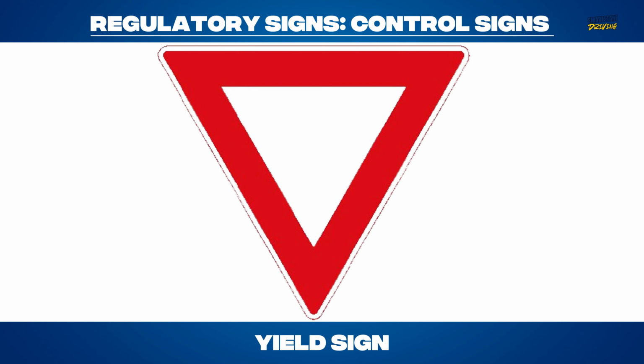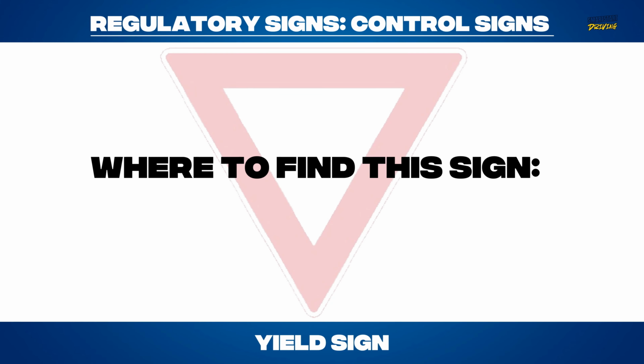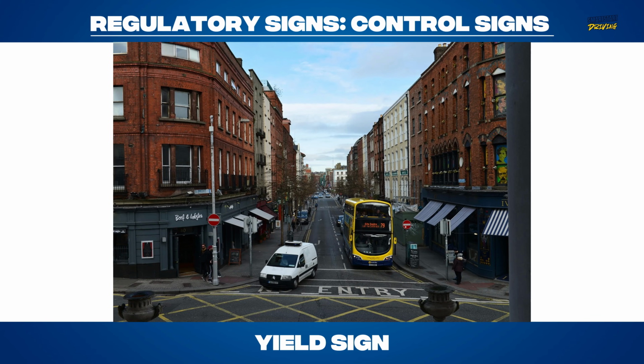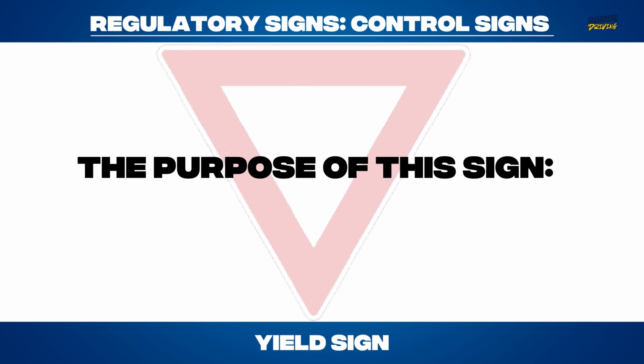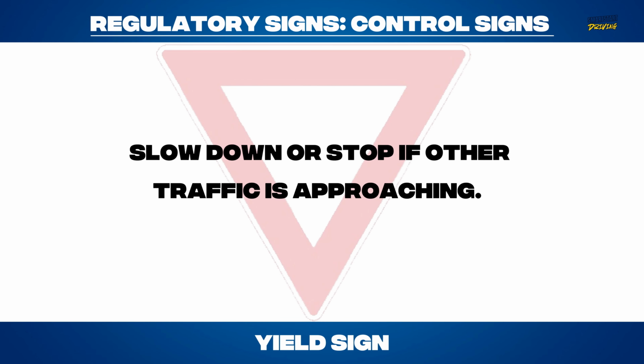This is a yield sign. Where to find this sign? Intersections, railway crossings. The purpose of this sign is to slow down or stop if other traffic is approaching.